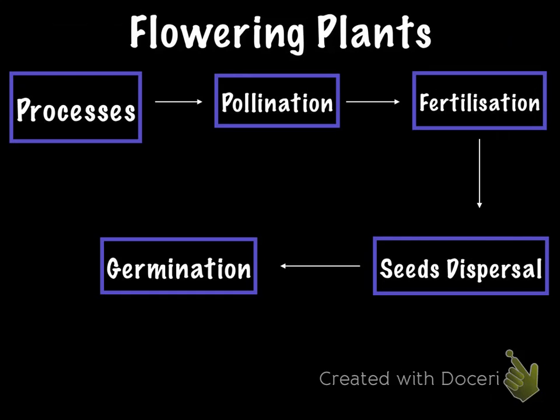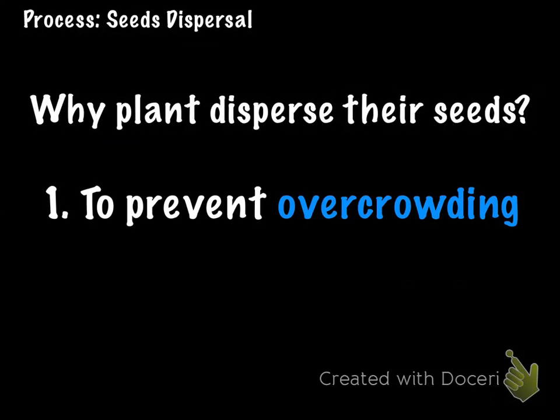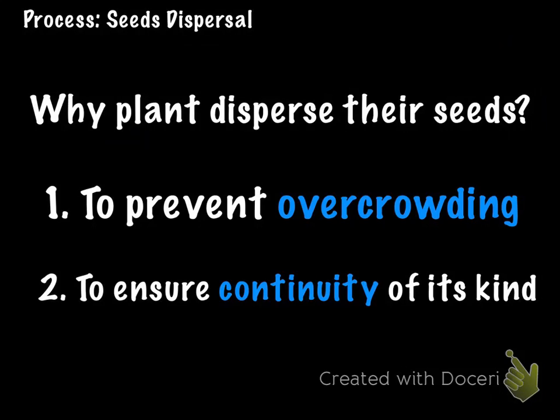So far we have gone through the processes of pollination, fertilization and germination. Now all of you must be wondering, how come Miss Bus never talks about seed dispersal? Sorry. So now I'm going to talk to you about seed dispersal. Why do plants disperse their seeds? Number 1 is to prevent overcrowding. Number 2 is to ensure continuity of its kind, meaning to ensure that they can grow more plants, right? Yes or no, boys and girls?